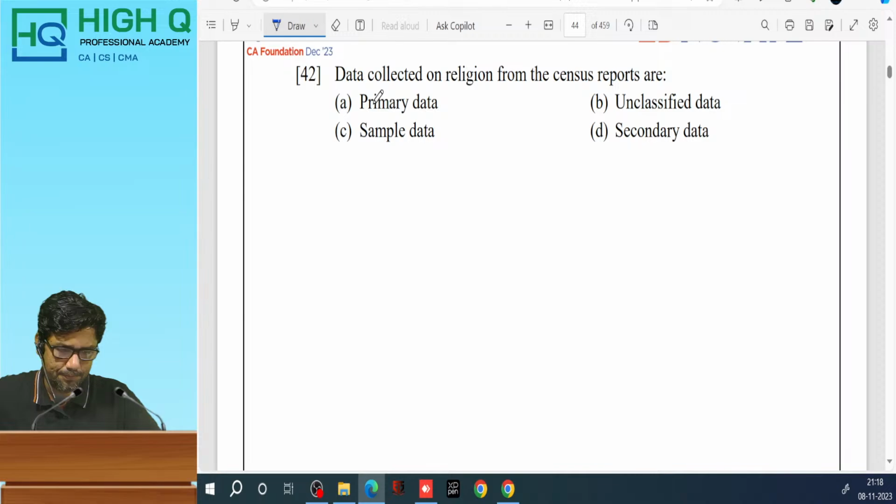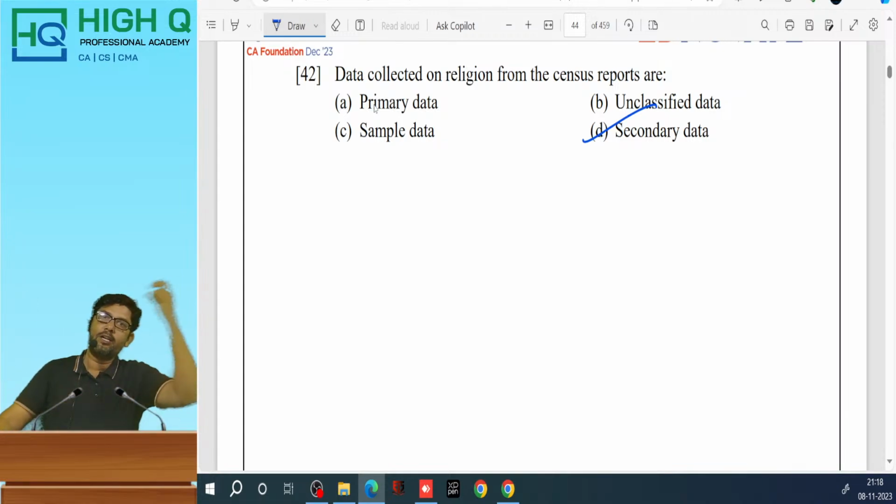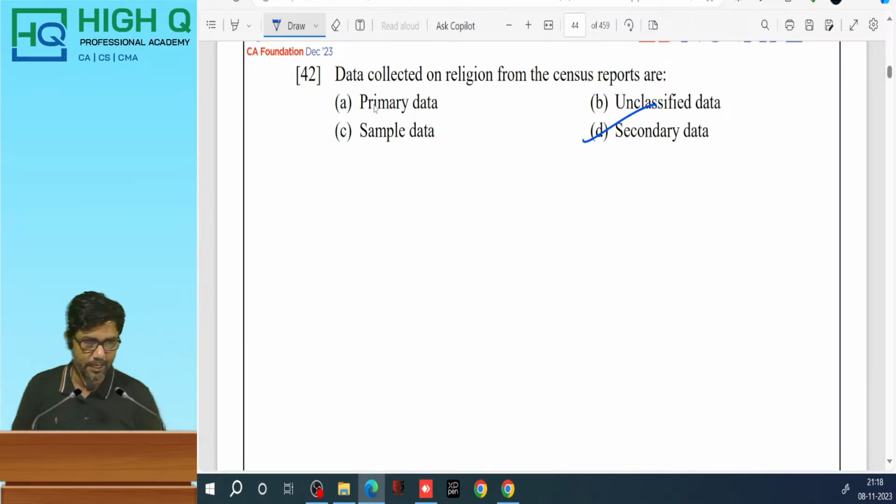Yes, Sukita. Rahul, wrong. It is actually secondary data. Because the census report is primary data. In the census report you are collecting religion also. From that census report I am going to take religion data. So that is secondary data only.